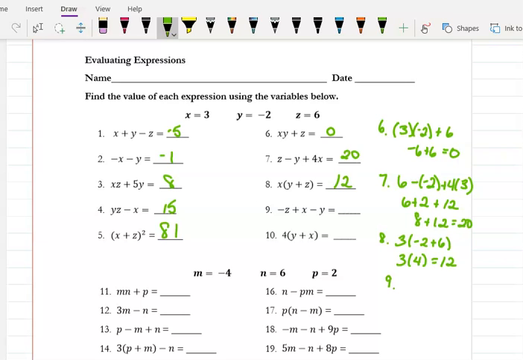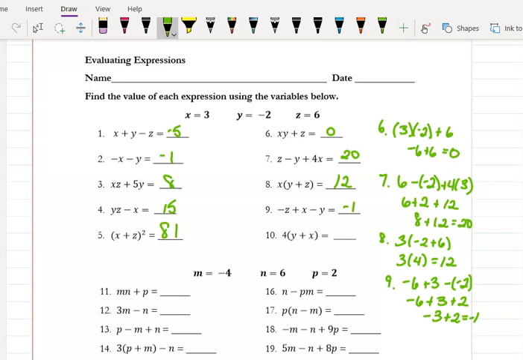Number 9, negative z, so -6 plus x is 3 minus y is -2. So this double negative, I'm going to change, -6 plus 3 plus 2, and then left to right. So -6 plus 3 is -3, plus 2 is -1.